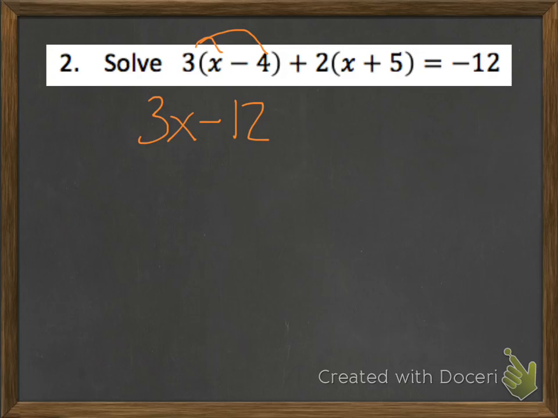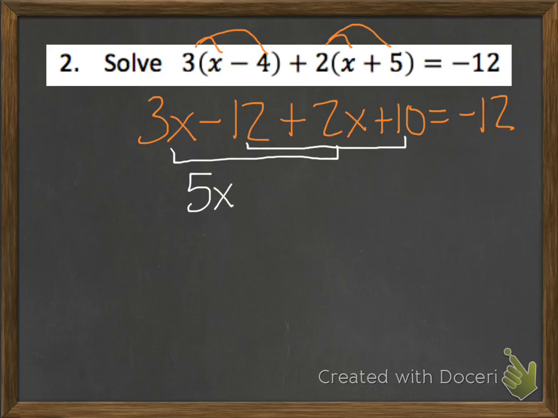In our first set we have 3x - 12 after we do that. In our next set we have 2x + 10. Both those added together equal -12, and now we can again combine like terms and solve for x. 3x + 2x gives us 5x. And -12 + 10 leaves us with -2.